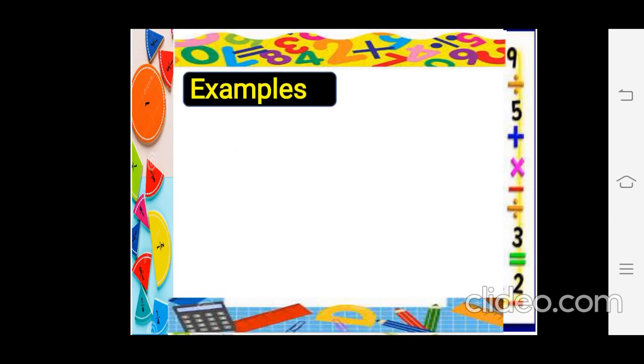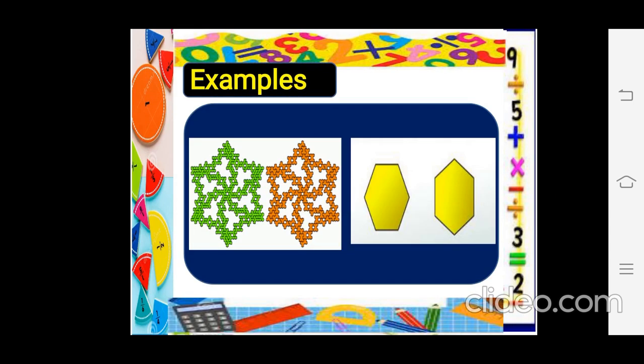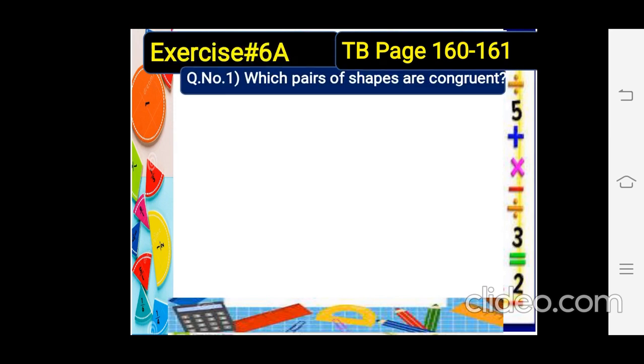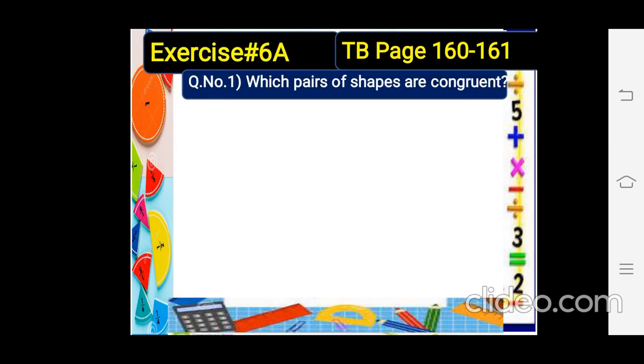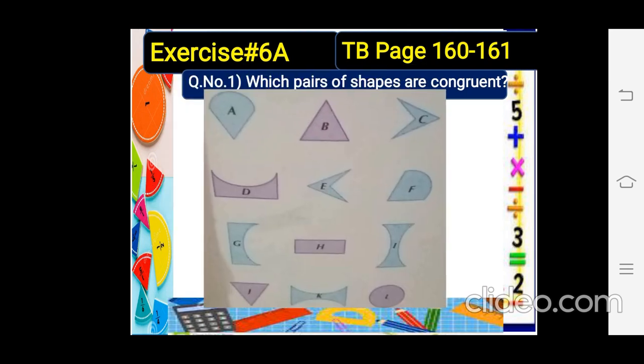The examples of congruent objects are these. They have the same shape and the same size. Now, open your textbook, page number 160 and 161. Here is exercise 6A. Look at question number 1, and the question is which pairs of shapes are congruent? Look at the figure carefully.